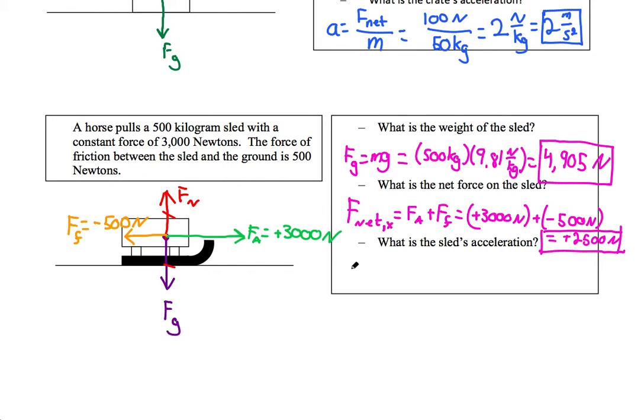What's the sled's acceleration? Remember, because we have a net force, we must have an acceleration. So our second law applied here, F net over m, gives us our acceleration. My F net we just got was positive 2,500 newtons over our 500 kilogram mass. The sled was 500 kilograms. That works out to, I can cancel the zeros, 25 divided by 5, is positive 5 meters per second squared for an acceleration.